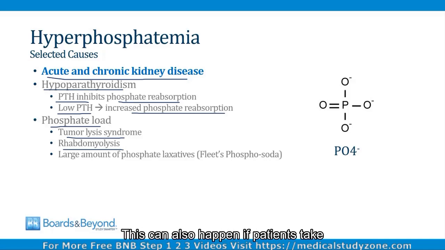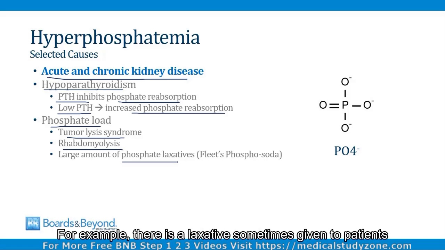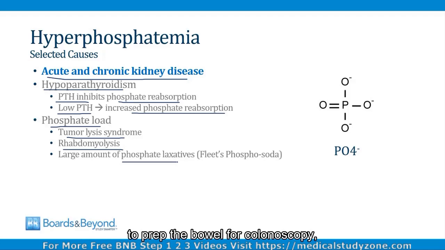This can also happen if patients take lots of phosphate laxatives. For example, there is a laxative sometimes given to patients to prep the bowel for colonoscopy. It's called Fleet's phosphosoda, and some patients who take lots of this can develop hyperphosphatemia.